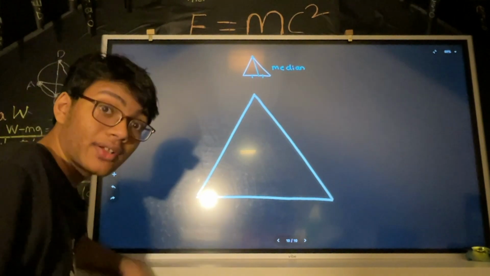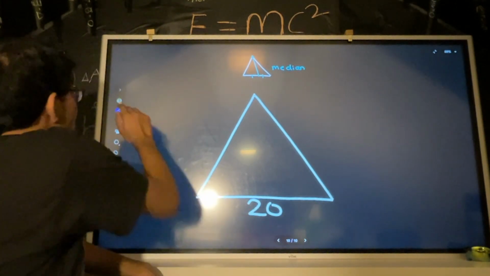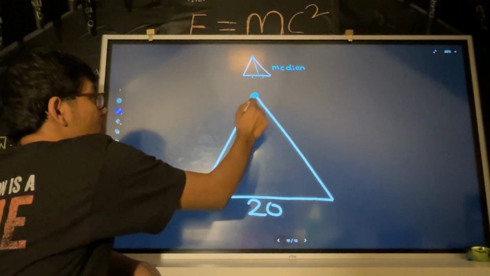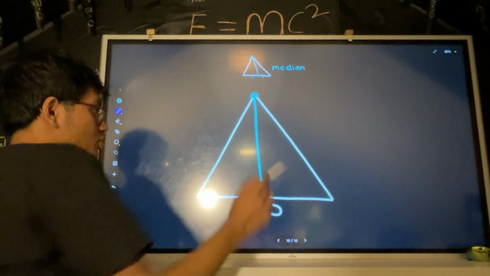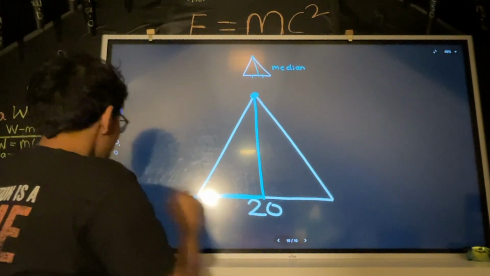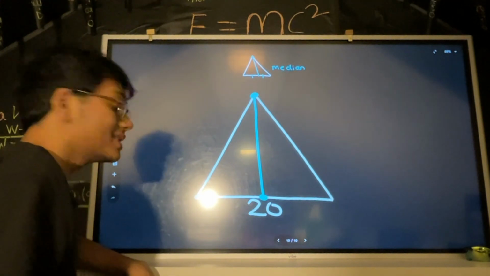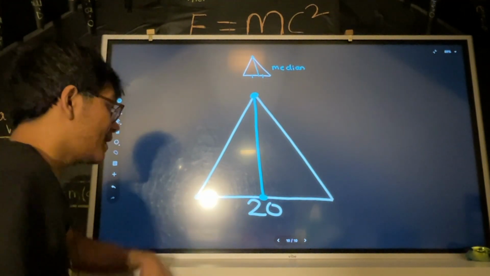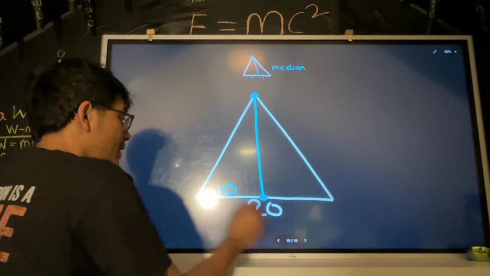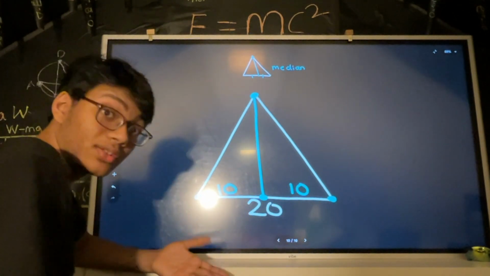So here I've got a triangle, and I'm going to say the bottom side of the triangle is 20, let's say. Now I'm going to draw the median starting from the opposite vertex and drawing the median. And now I want to know how long is this segment of the triangle? How long is this little segment here? Well, since the median chops off opposite sides in half, this would be 10, and this other segment would also be 10, and they'd add up to 20. So that's all the median is.